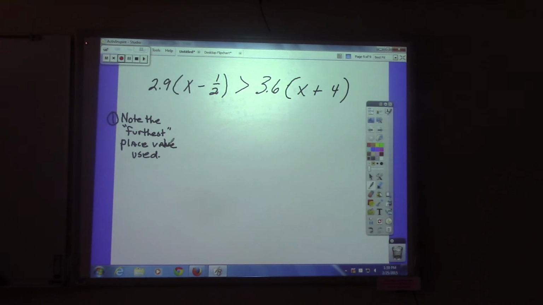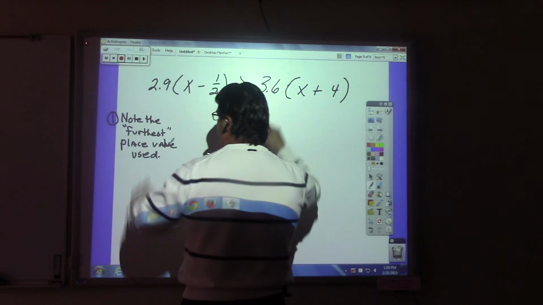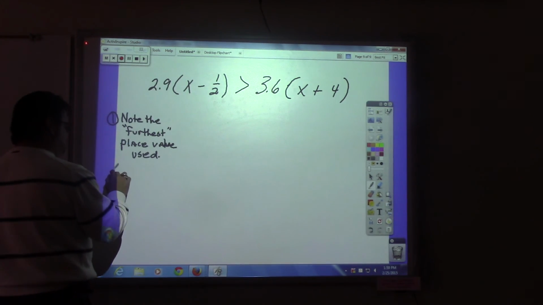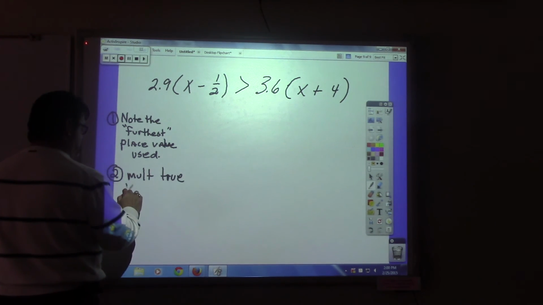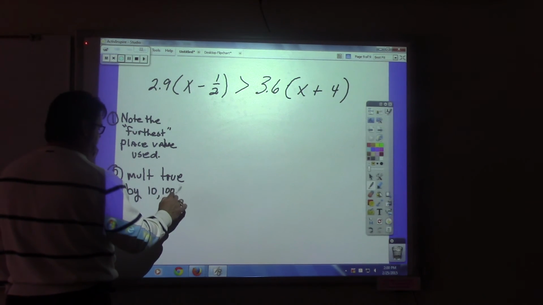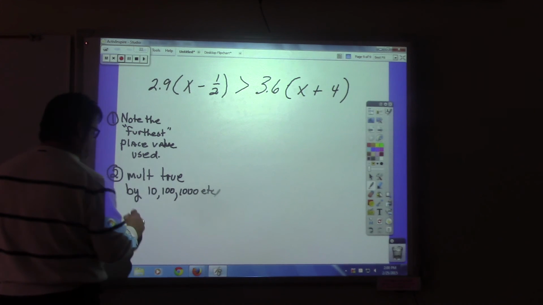So in this case, what's the furthest place value you used? 3.6. Yeah, the 0.6 and the 0.9. You look at both the decimals. Sometimes it'd be 2.09 and 3.6. If it was 2.09 and 3.6, what is the furthest decimal place used? It'd be the hundredths. So you'd multiply by 100. Since this one is the same, what value is taken up? The tenth, so we multiply by 10. So 2, multiply through by tens, hundreds, thousands, etc., depending on number 1.